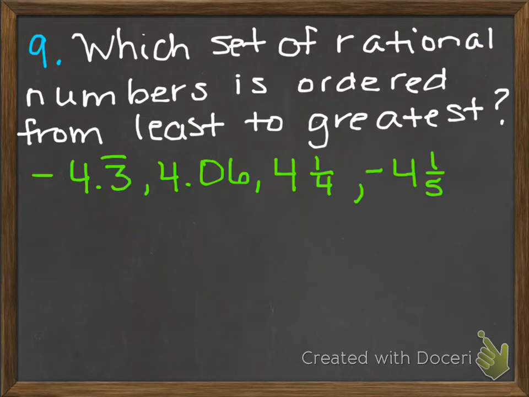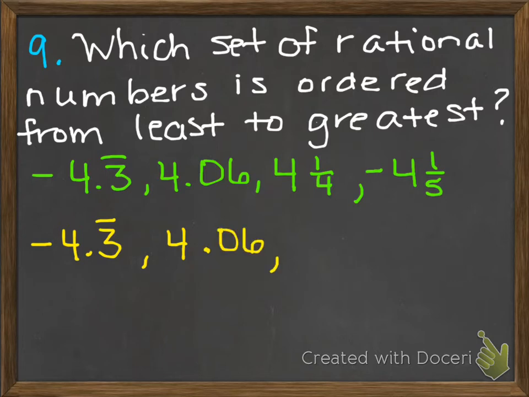So the numbers you're given here are negative 4.3 with a bar over it, 4.06, 4 1/4, and negative 4 1/5. So to be able to compare these, you need to first get them all into decimal format and then look at the negative integers. So the first one, negative 4.3, is already done for you. So you're just going to leave that as it is. And actually, the second one is also done for you. So that's 4.06. So now we need to address the last two.